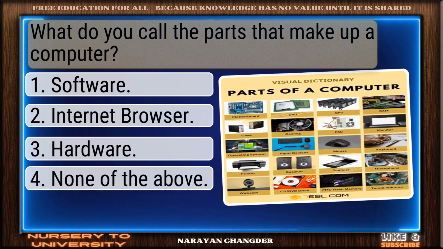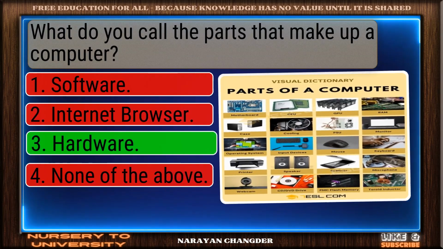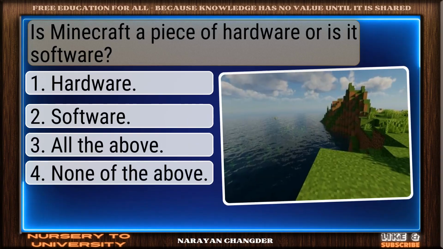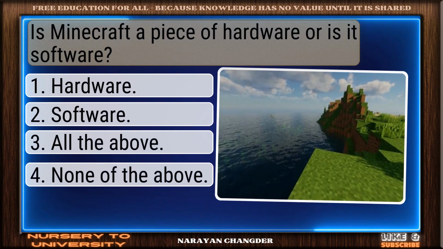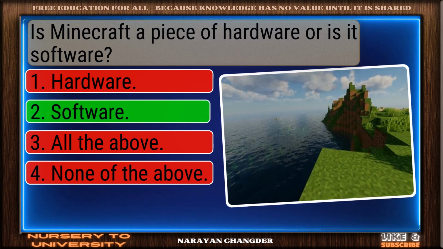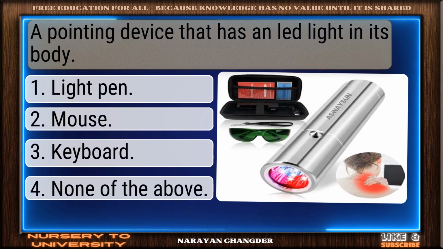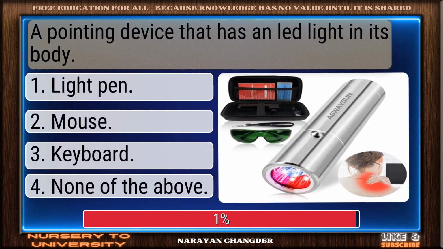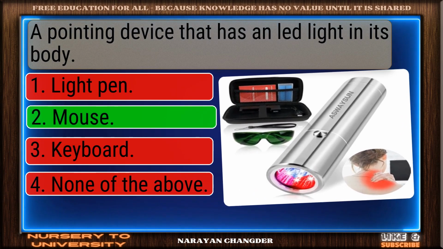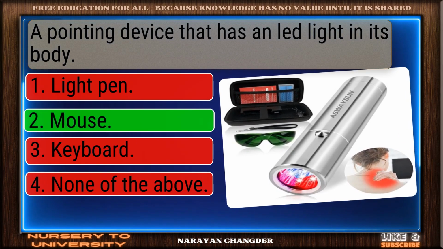What do you call the parts that make up a computer? You got it. Your choice hardware is right. Is Minecraft a piece of hardware or is it software? Smart move. Software is an accurate answer. A pointing device that has an LED light in its body. Clear logic. Your choice mouse is sound and 100% true.